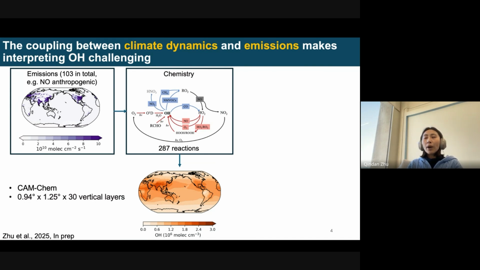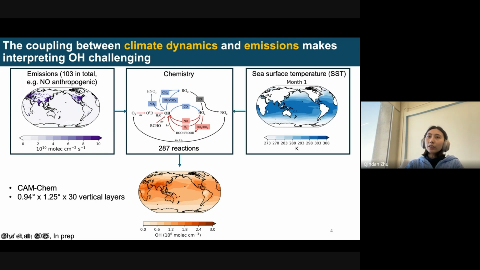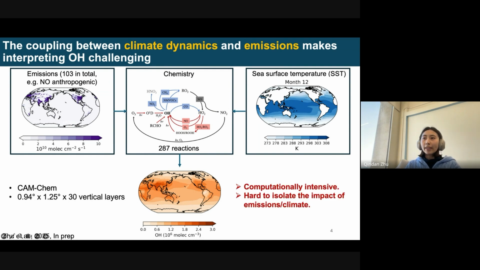And here, as an example, I'm showing the map of the anthropogenic NO emissions. CAM-Chem also prescribes sea surface temperature patterns, and in my simulation, this SST is fixed at year 2000 conditions to drive the model's climate dynamics. So as you can tell from this schematic, the simulated OH is shaped by these nonlinear systems controlled by emissions, chemistry, and climate dynamics. So it's very hard to isolate the impact of the individual emissions or the different climate dynamic patterns and investigate their impacts on the OH chemistry.